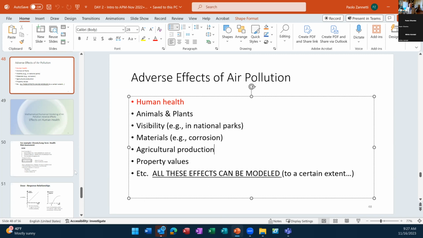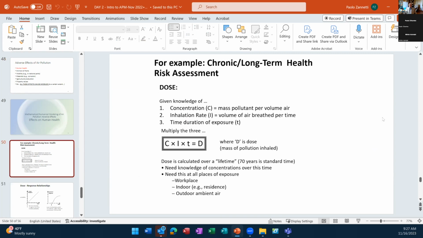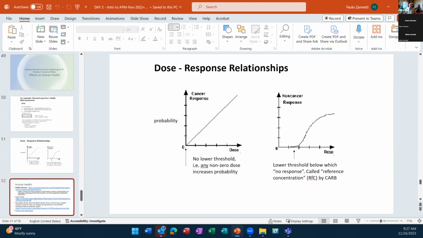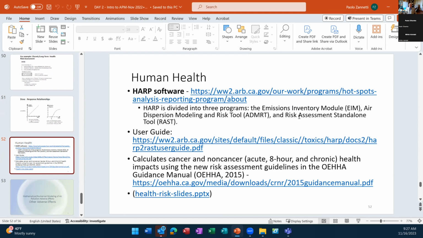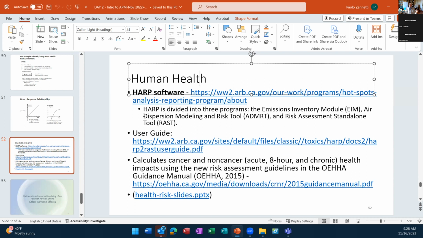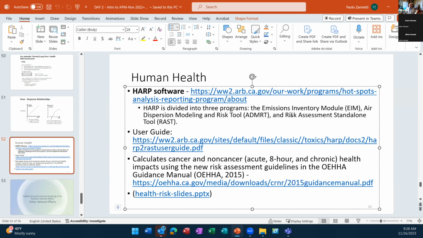The most important model, of course, historically, is human health. And there are all sorts of numerical techniques to calculate, for example, the risk of chronic and long-term health effects, the risk of cancer, the risk of other diseases. I'm not going to show you all the formulas for health risk, but there is software designed to do that for you. For example, in the United States and in California, the HARP software is the most comprehensive. This HARP software is doing everything for you: emission inventory, air dispersion modeling, and risk assessment, for example cancer risk assessment.